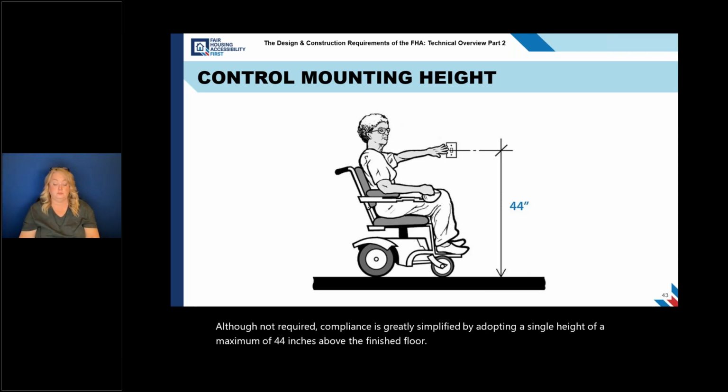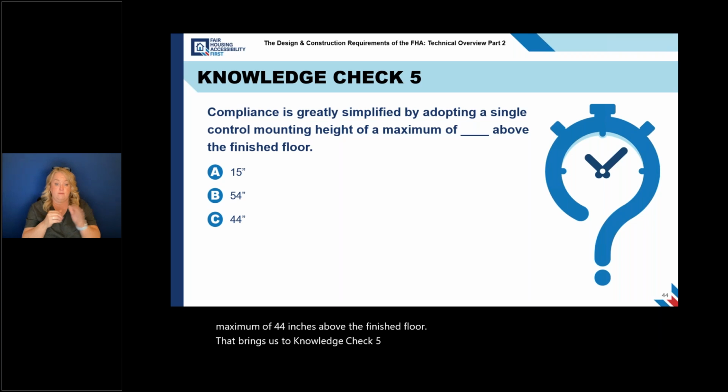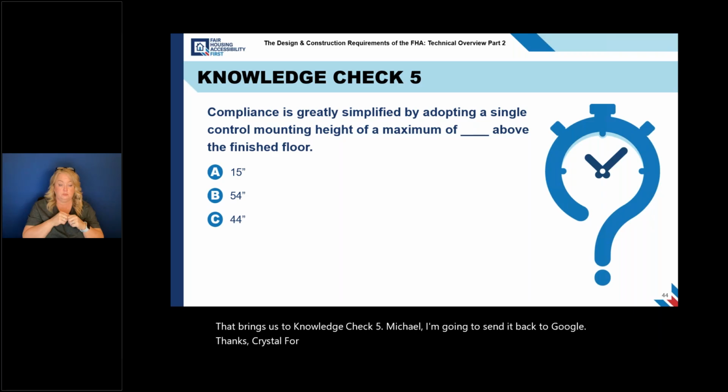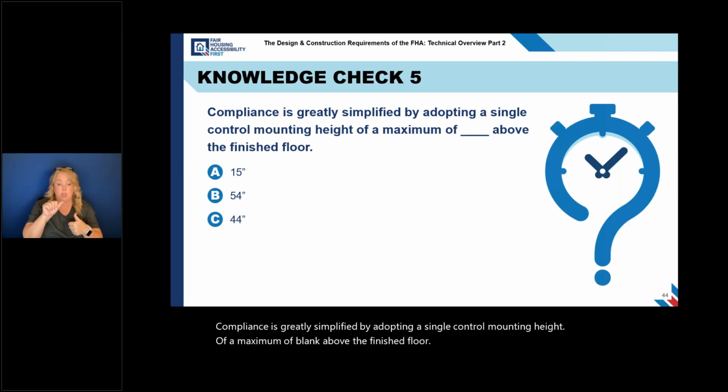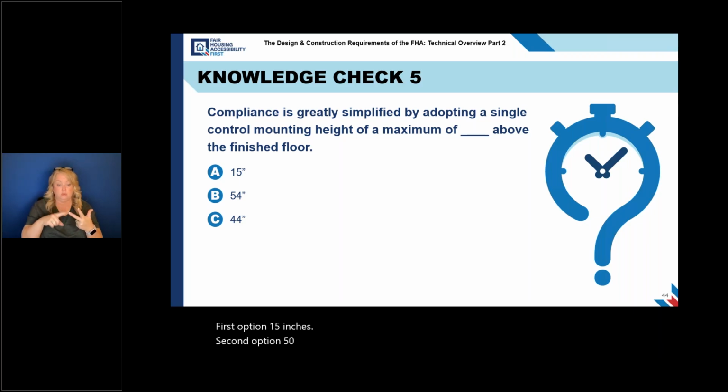And that brings us to knowledge check 5. Michael, I'm going to send it back your way. Thanks, Crystal. For the 5th knowledge check, compliance is greatly simplified by adopting a single control mounting height of a maximum of blank above the finished floor. First option, 15 inches. Second option, 54 inches. And the third option, 44 inches. So go ahead and launch this poll.